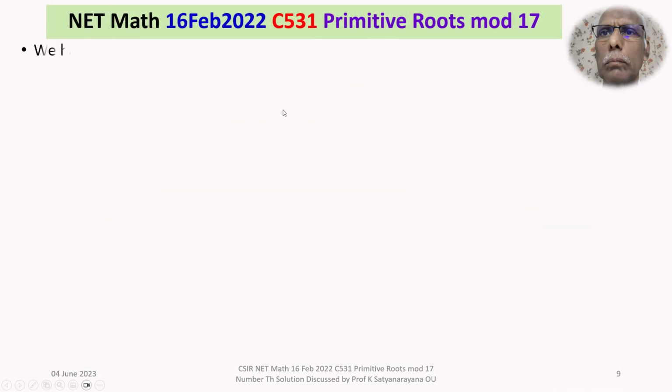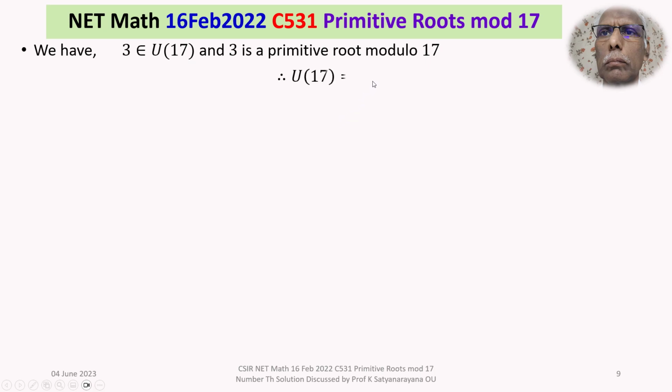Now we are ready to discuss the other options. 3 belongs to U17 because 3 is relatively prime to 17. 3 is co-prime to 17. Therefore, 3 belongs to U17. And 3 is a primitive root modulo 17. That's what we have seen in the last slide. Now, if 3 is a primitive root, then 3 generates U17. So U17 is generated by 3. Therefore, U17 is a cyclic group generated by 3.